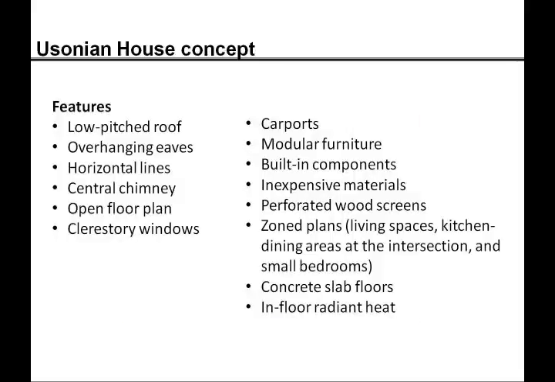Here are some of the concepts. You'll notice that the features in the left column are shared with the prairie style, and then on the right we have some other features that are distinct to the Usonian house, specifically the use of inexpensive materials, more built-in components, and zoned plans, because this is a smaller home.